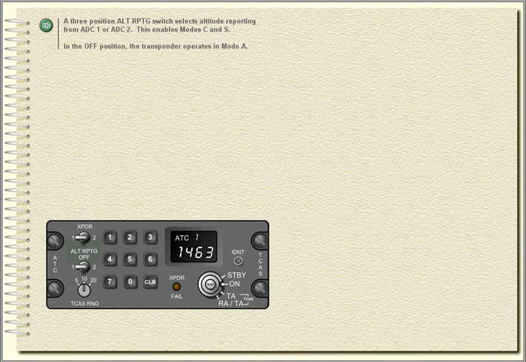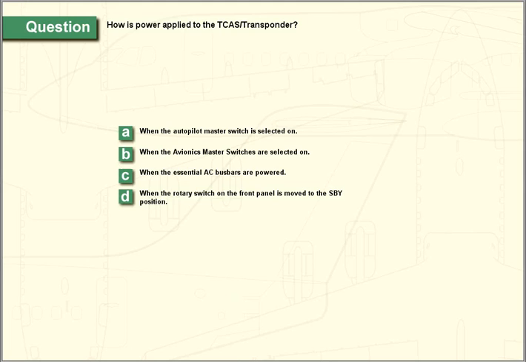A 3-position altitude reporting switch selects altitude reporting from ADC1 or ADC2. This enables modes C and S. In the off position, the transponder operates in mode A.